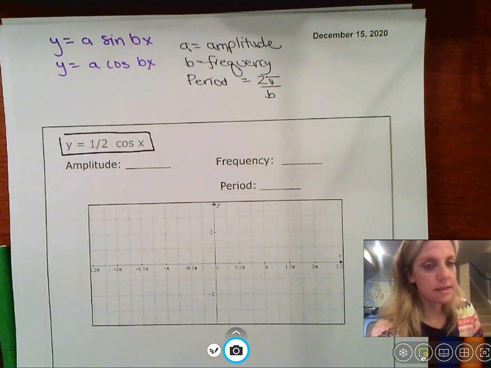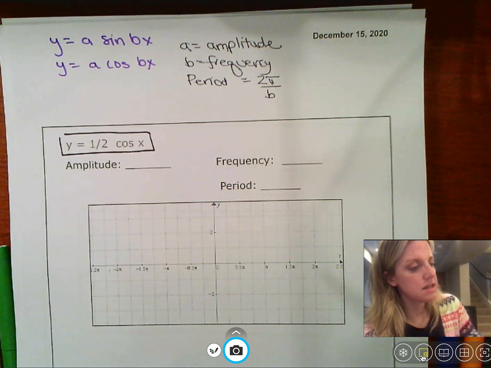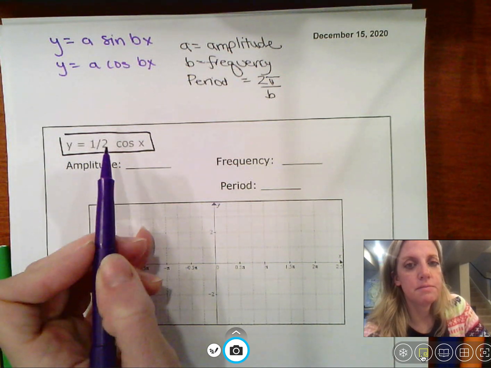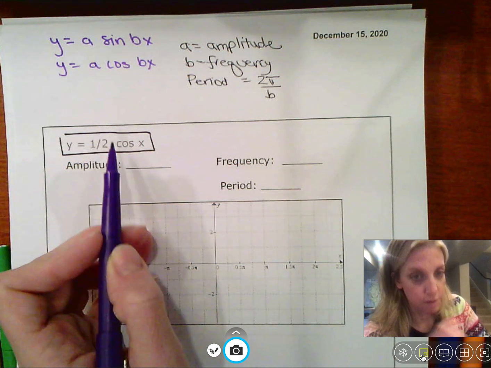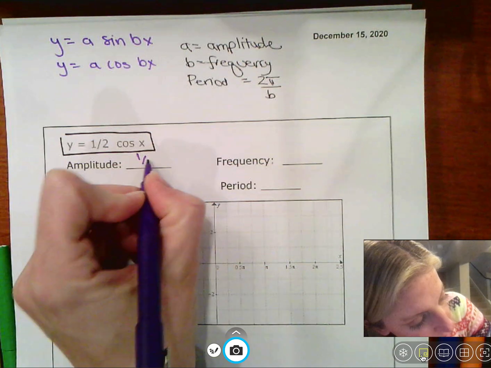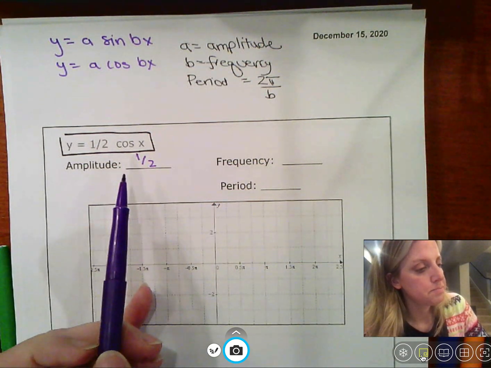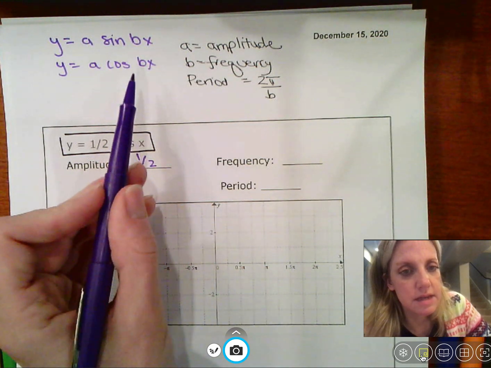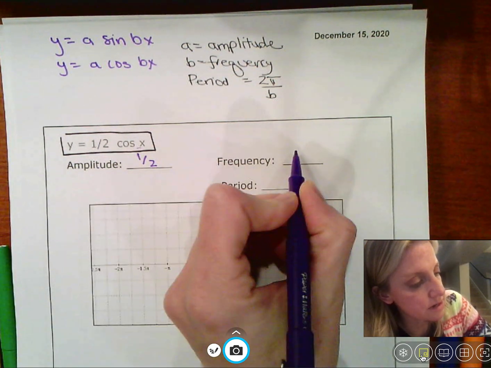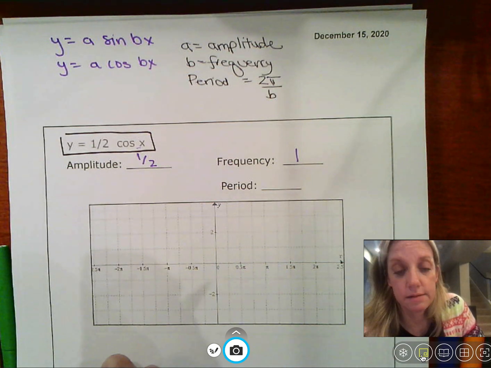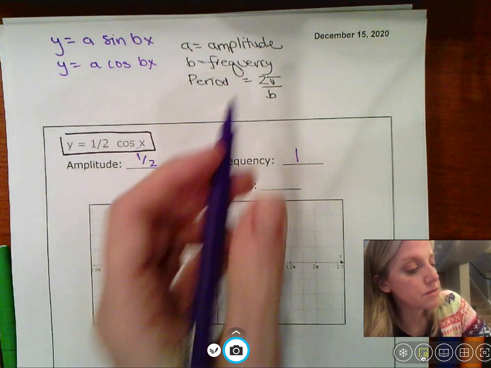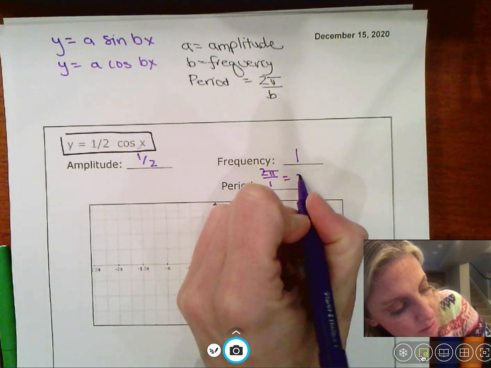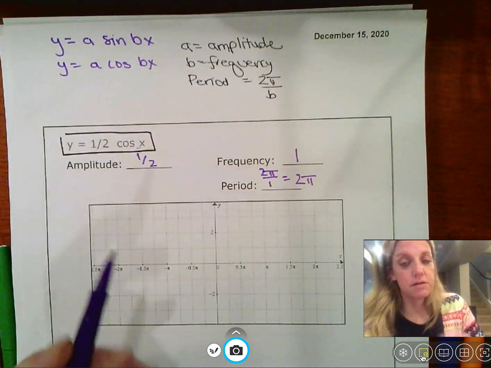All right. Looking at this, I have the things we learned in the last video up top here. It's easy to see that the amplitude A is the number in front of the cosine, multiplying, which is 1/2. Then our frequency would be B, the number in front of the x after the cosine. There's nothing there, so I know the frequency is 1. That helps me figure out the period using the formula 2 pi divided by b, 2 pi divided by 1. We have a period of 2 pi.